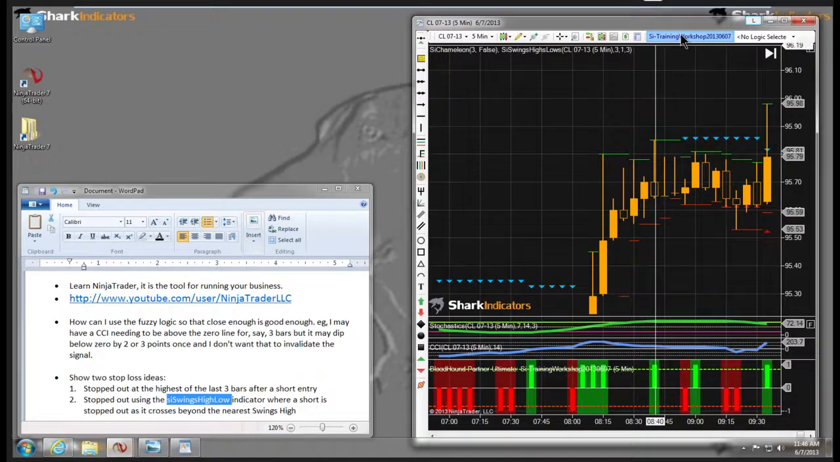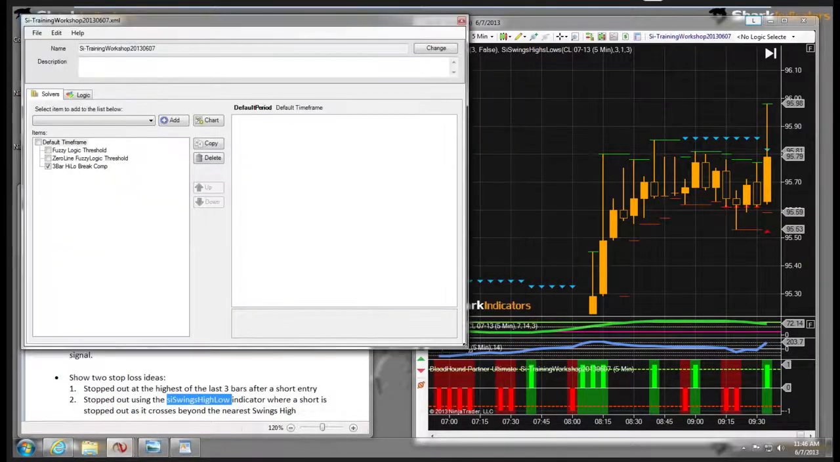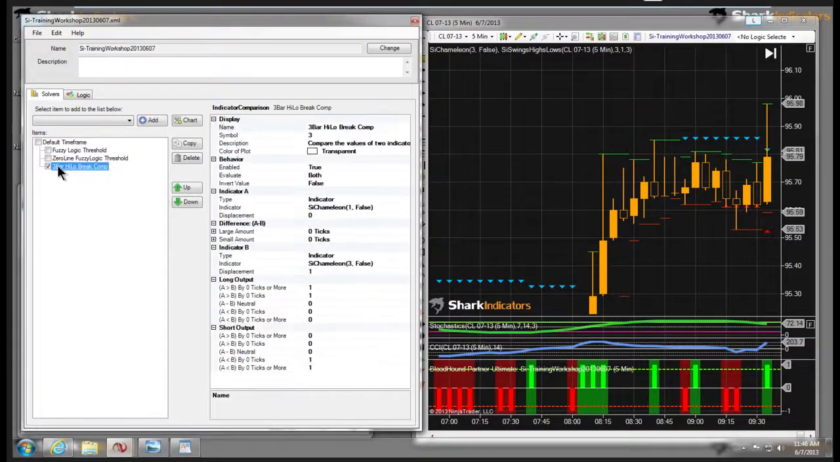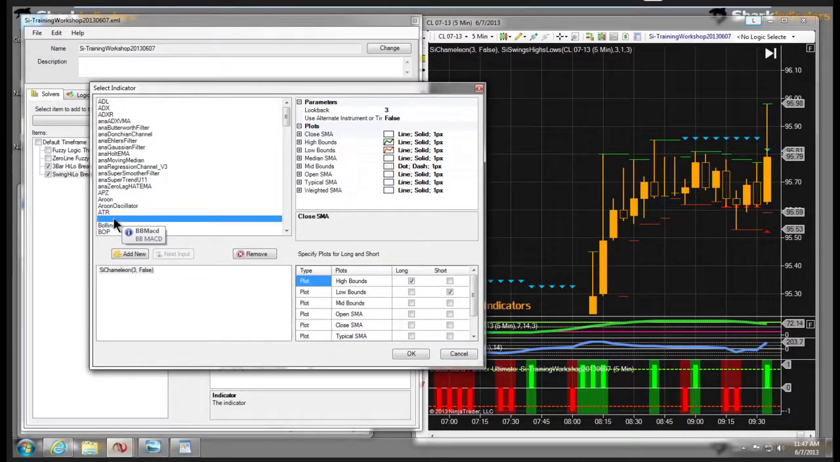Essentially, there's not going to be much difference. Actually, I don't think there's going to be any difference in how we have this previous comparison solver set up. Essentially, we're just going to be swapping out the indicator in section B here. So I'm just going to copy this solver. This is not a 3 bar anymore. This is really the swing high-low break. So I'll rename that, and I'll change the indicator.